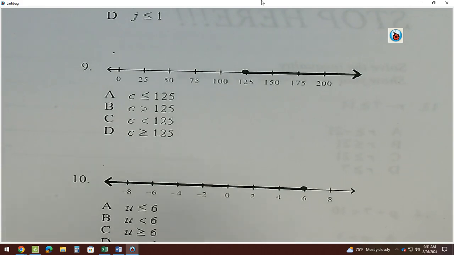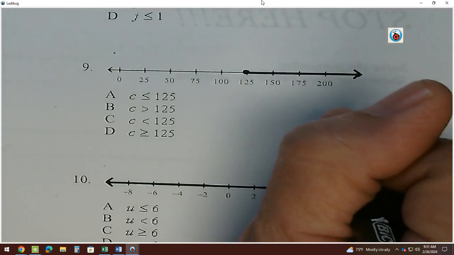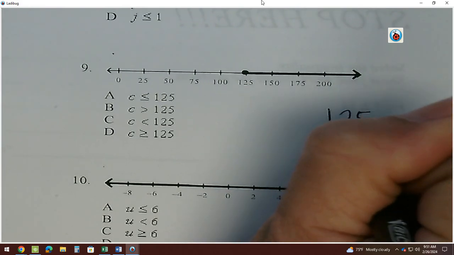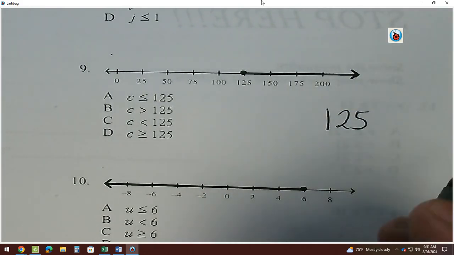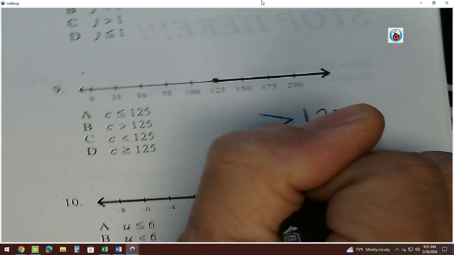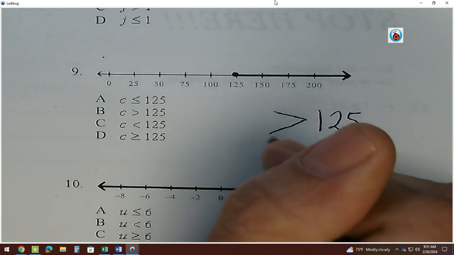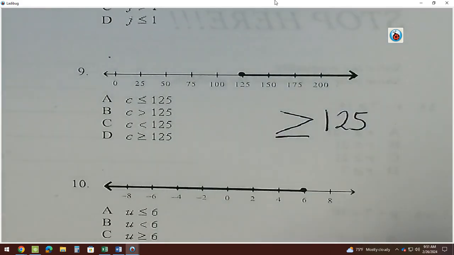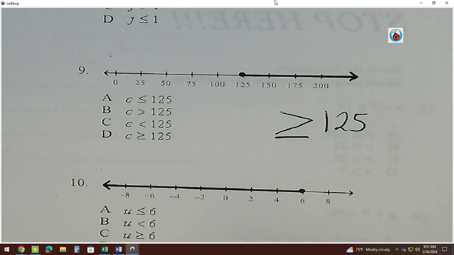Okay. What number are you working with? 125. Are we going to be greater than 125 or less than 125? Greater. Are we including 125 or not? Yes. How do you know? Because it's closed. What letter are they working with? C. What's the first possible answer for C?